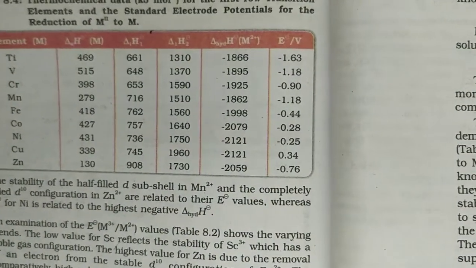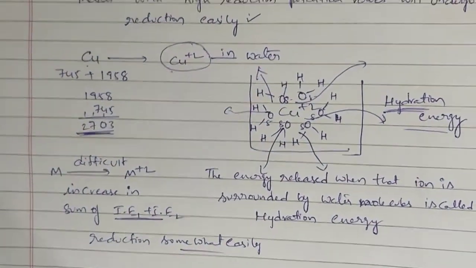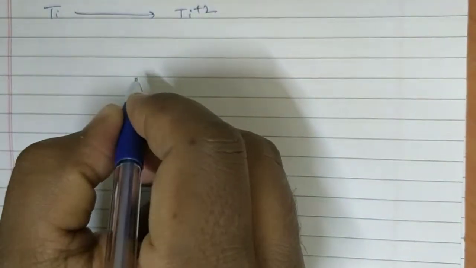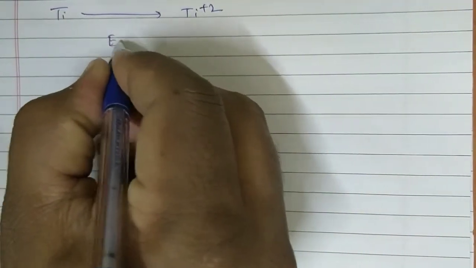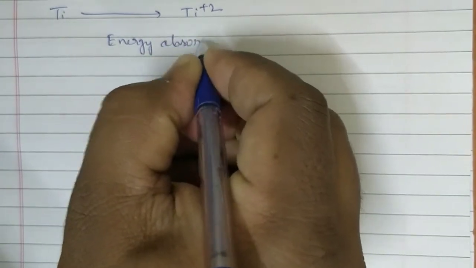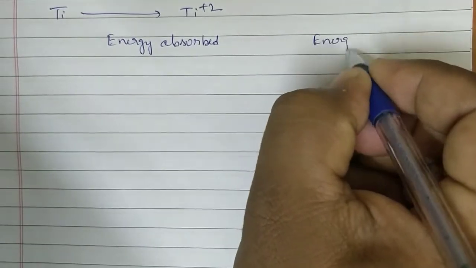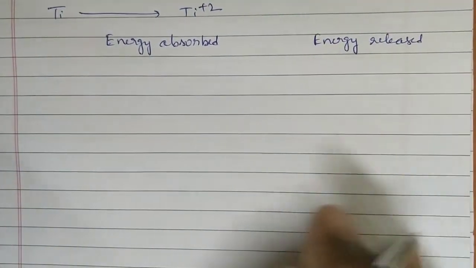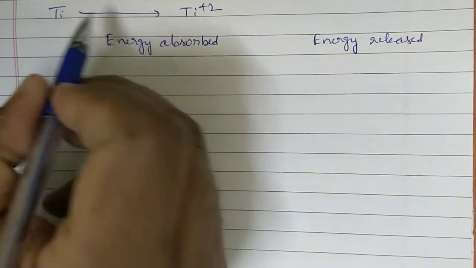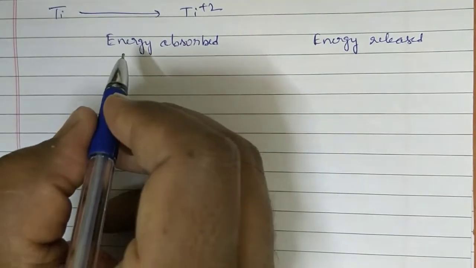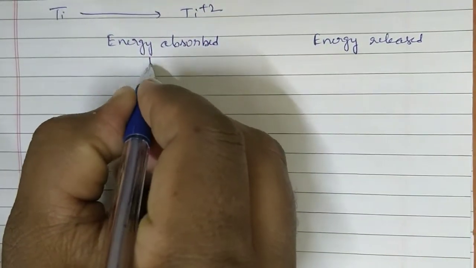Now observe here. For titanium, titanium should be converted to Ti plus 2 in aqueous solution. What are the energies that are going to be involved? Energy absorbed and energy released. Titanium, when it is converting to Ti plus 2, two kinds of energies are involved: energy absorbed and energy released.